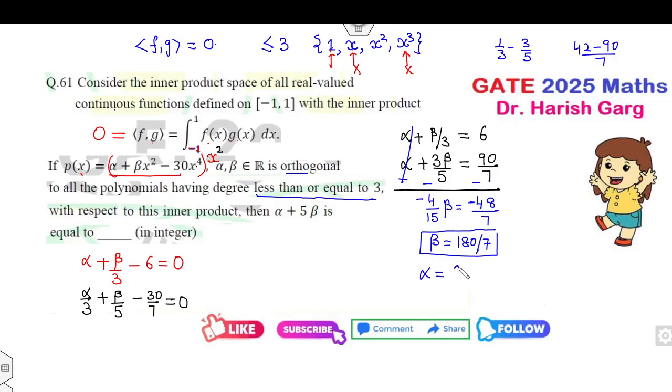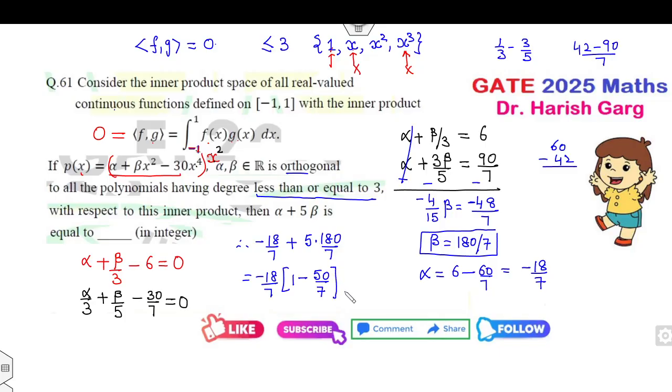So alpha will be 6 minus beta divided by 3, 60 over 7. 42 minus 60, so minus 18 over 7. So what is your right answer? Alpha plus 5 beta plus 5 into this, 5 into 180 over 7. So minus 18 over 7 I can take as common. So it is 10, 50 over 7.